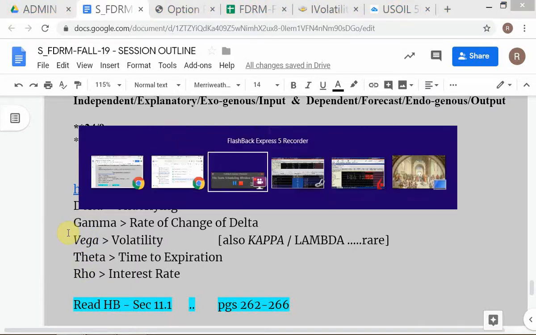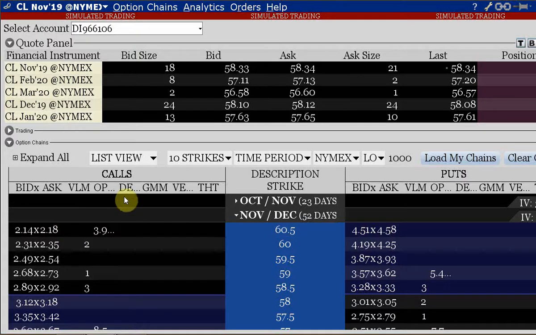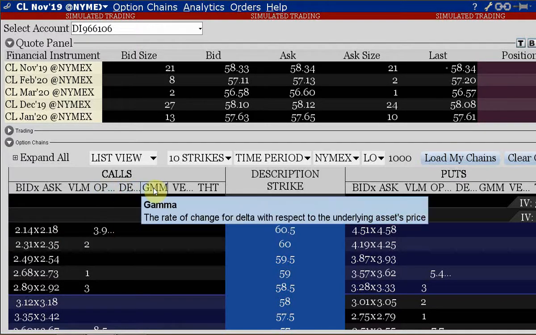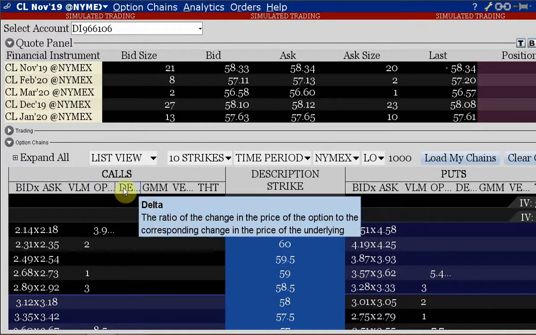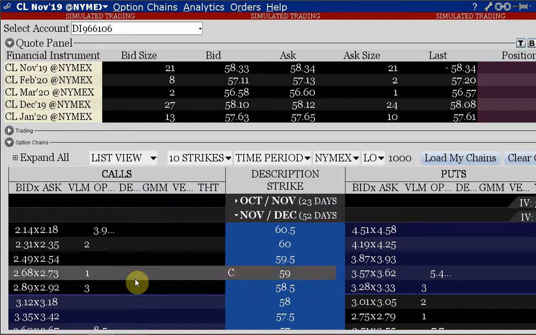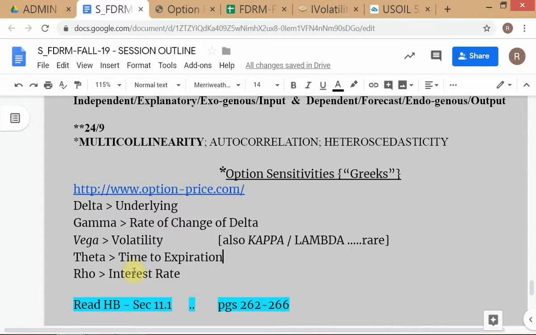That's why you see in a typical standard option display, they give you the option, the delta, the gamma, the Vega, and the theta. These are the most important sensitivities. Okay, so we'll just restart this discussion once again.